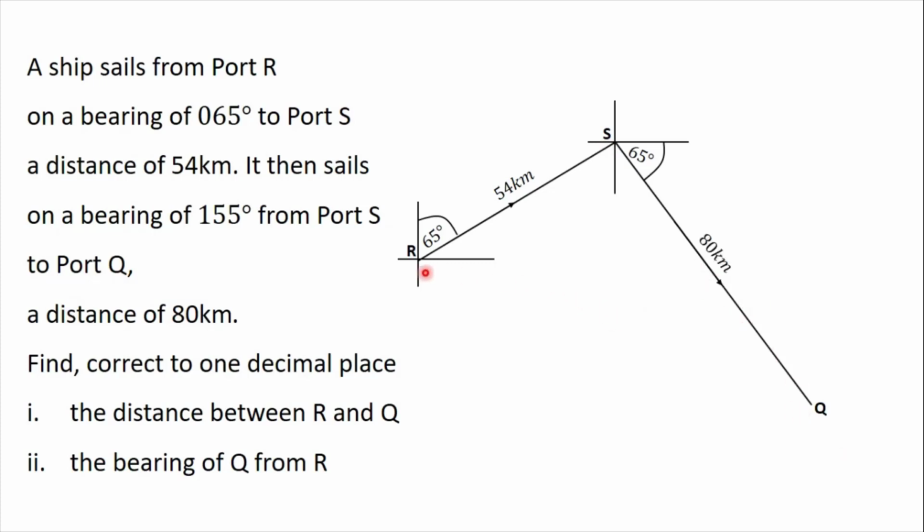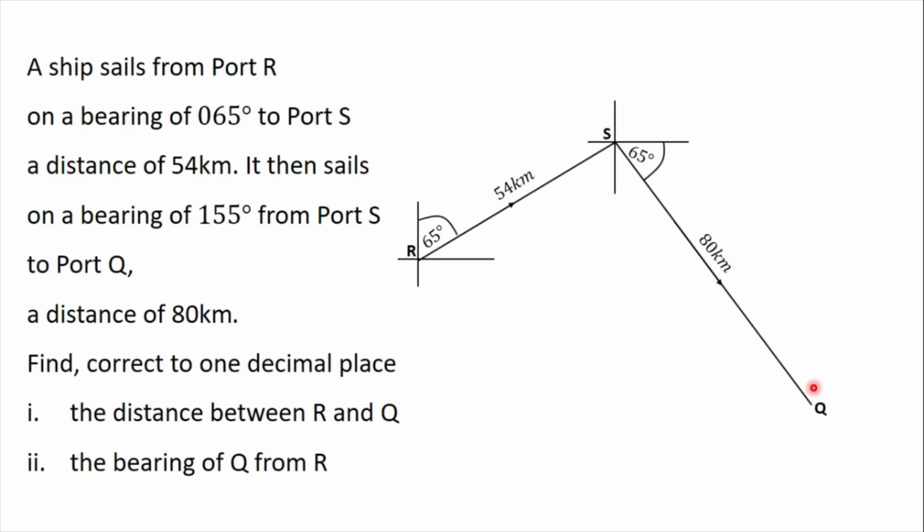Once again, on this diagram, you can see that from R to S is 54 kilometers. From S to Q is 80 kilometers. So make sure that the 80 kilometers is longer than 54 kilometers, because 80 kilometers is longer than 54 kilometers. So don't draw them as the same length, or don't make the 54 kilometers longer than 80 kilometers. When you do that, your diagram will be inappropriate and it's going to affect the answer that you are going to get.